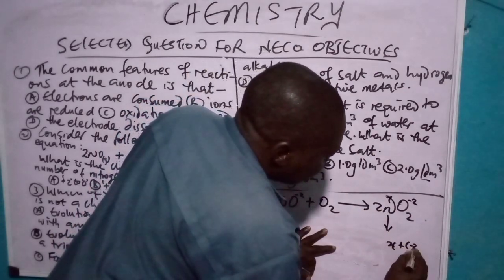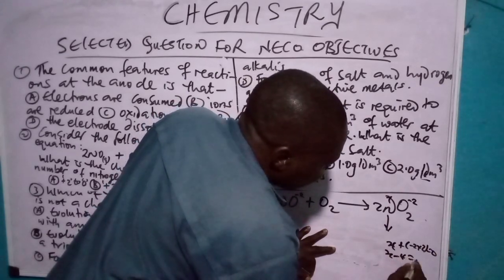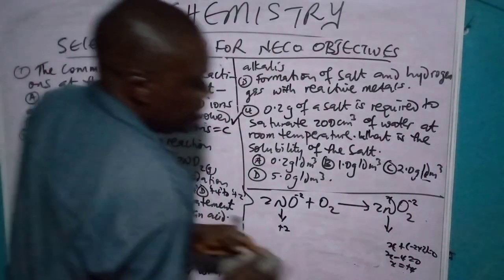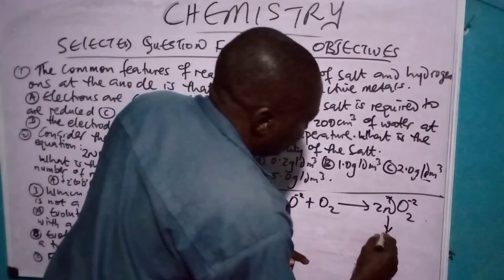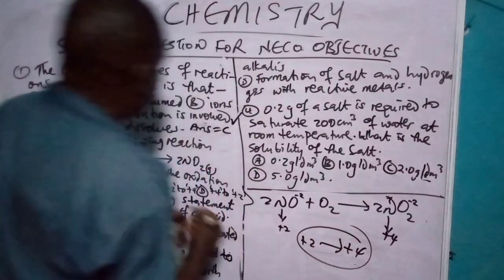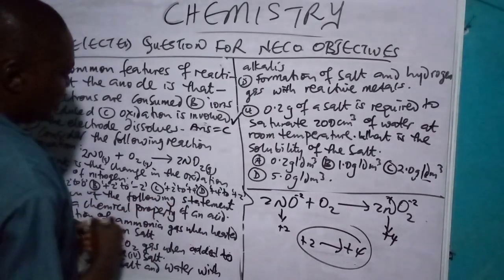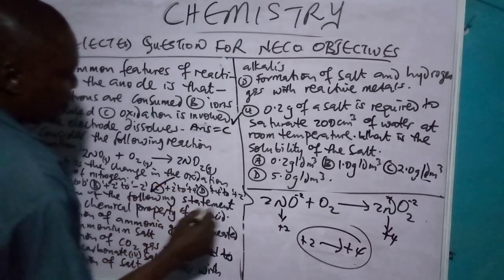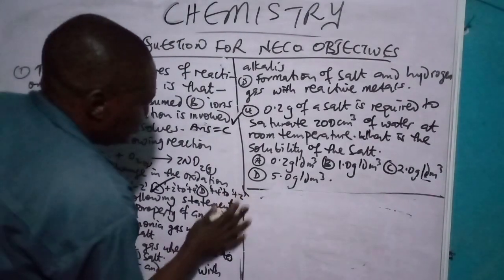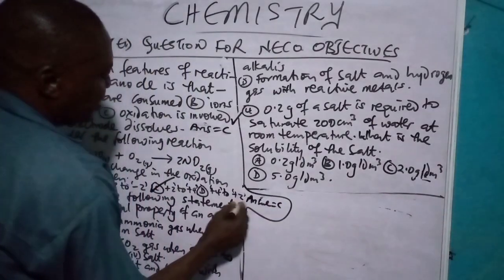x plus minus 2 times 2 equals 0. x minus 4 equals 0. x equals plus 4. Automatically, it means this nitrogen is plus 4. So the change in oxidation number is plus 2 to plus 4. So making the answer, let's look at it. A is plus 2 to 0, B is plus 2 to minus 2, C is plus 2 to plus 4. So the answer to this is C. Answer equals C. So that is how that one goes.